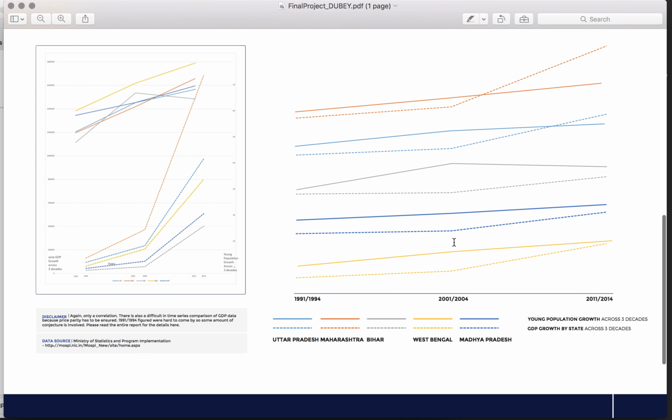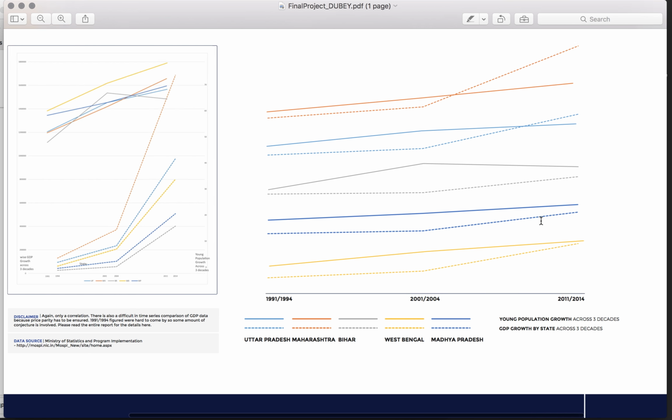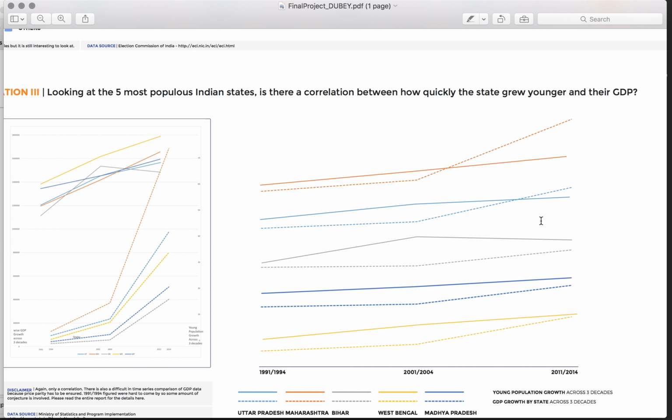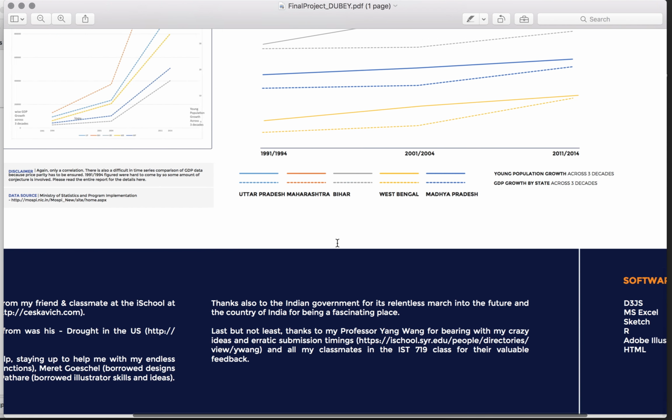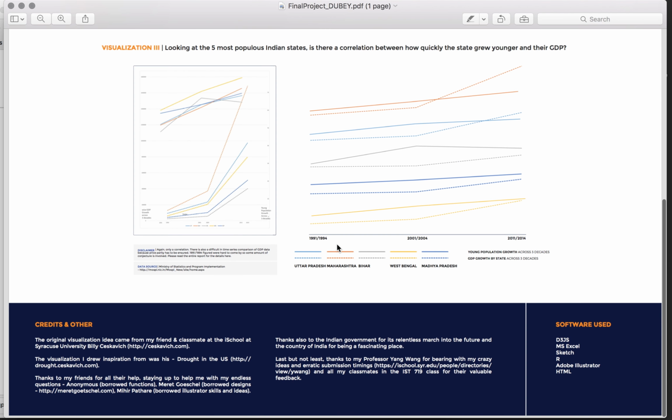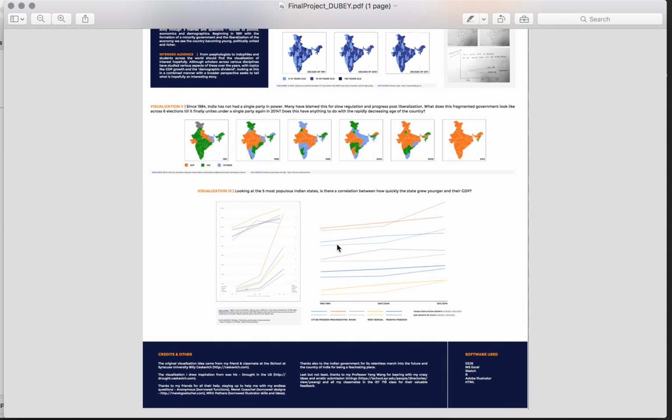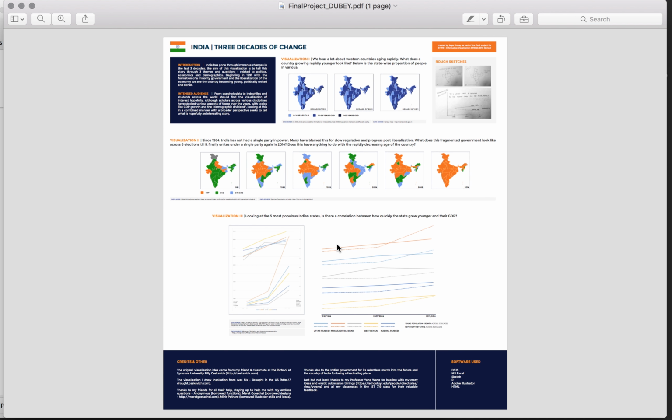So we tried to figure out whether there was a link, and on the surface it appears there might not be. But I thought it was still an interesting question to study. So that is my poster, and that is my final project.